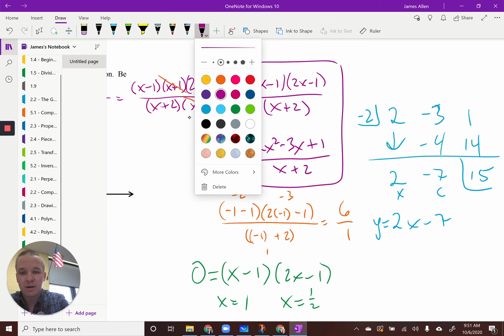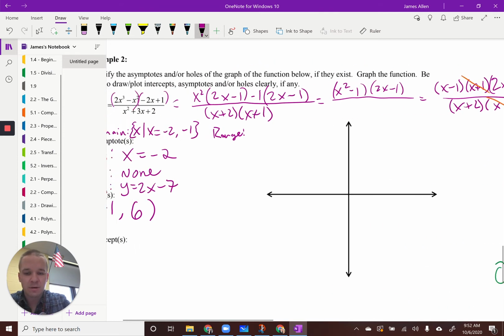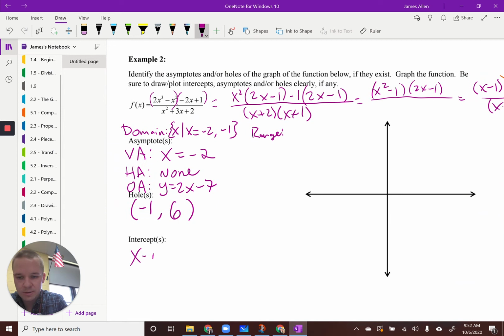So let's jot those down in our main work. So 1, 0 and 1/2, 0. X-intercepts 1, 0 and then 1/2, 0. All right, how about our y-intercepts?